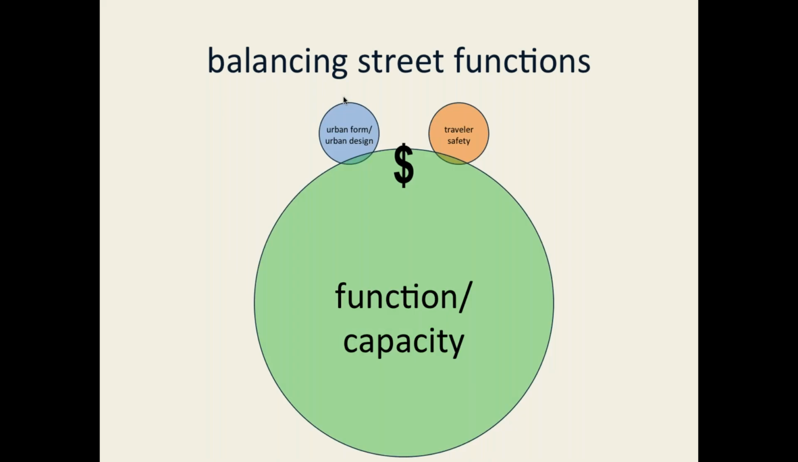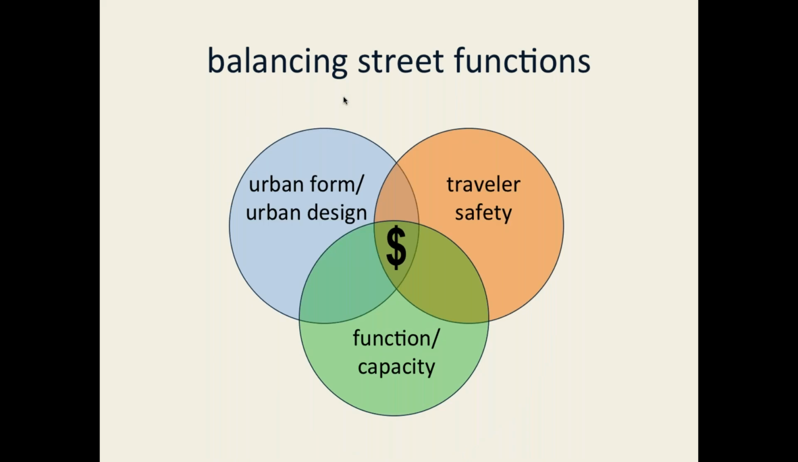But so often what we do instead is that we favor function and capacity of the street over the design and over safety. And so we really are putting our money on making it better for traffic flow. And that is incredibly expensive. And it also forces you to make these really huge trade-offs. And you don't necessarily need to do that entirely. You need to find the balance between all three.